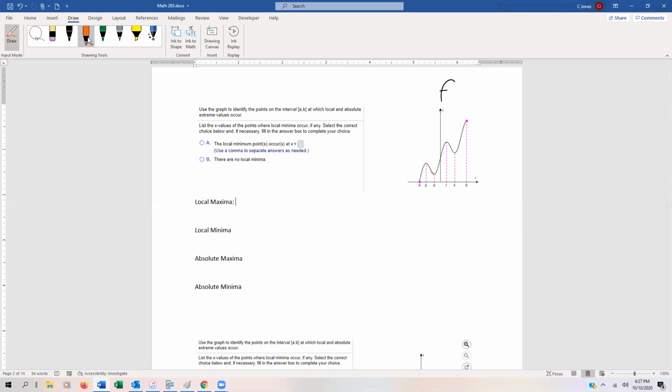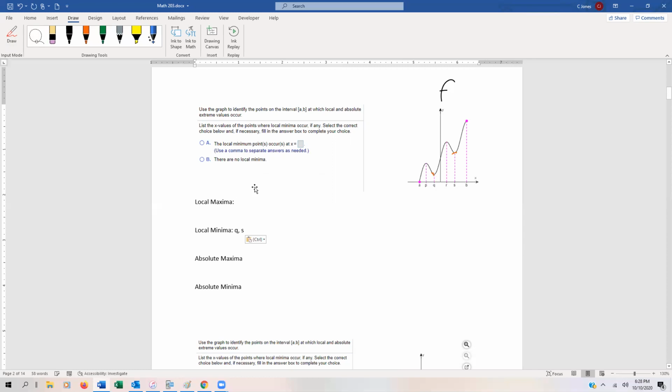Right? And then the function, we just trace it, and then it has a high point at R, and then it has a low point at S. All right. Now those are local, meaning that they're in between the interval. So our local minima are going to be at points Q and also at point S. These are the local minima, excuse me.